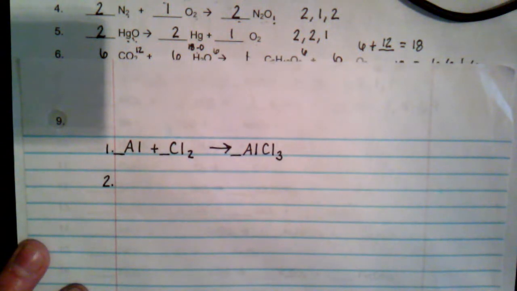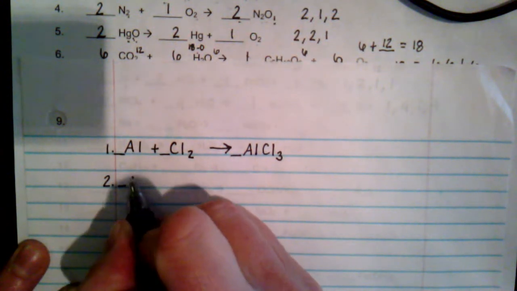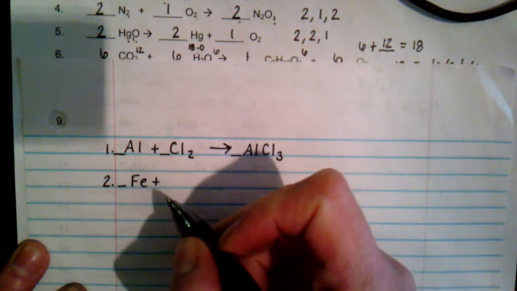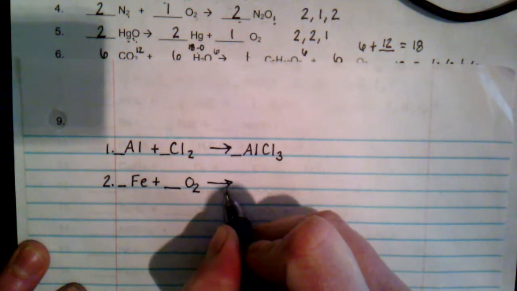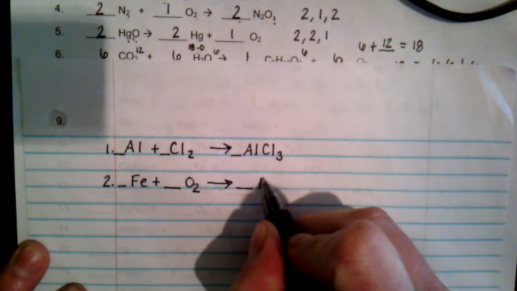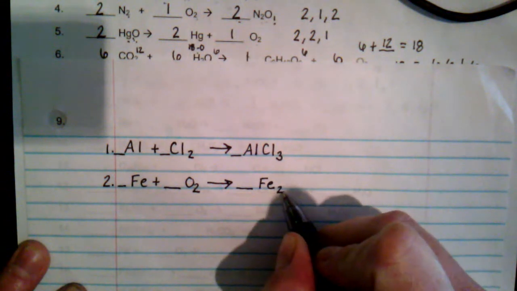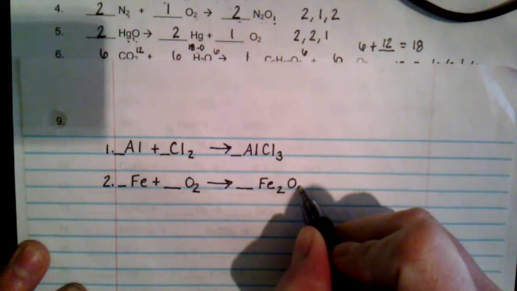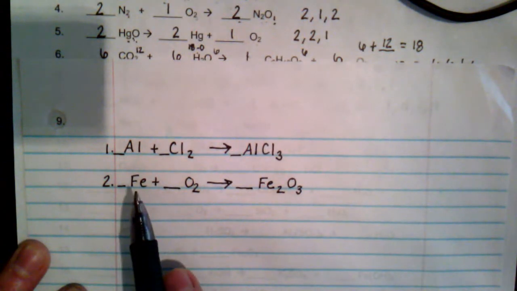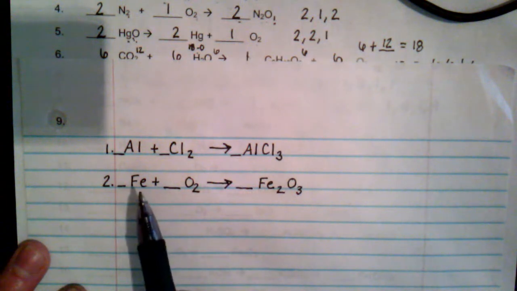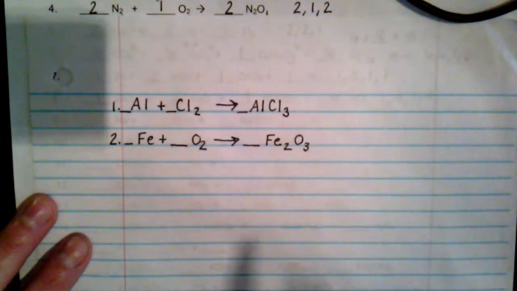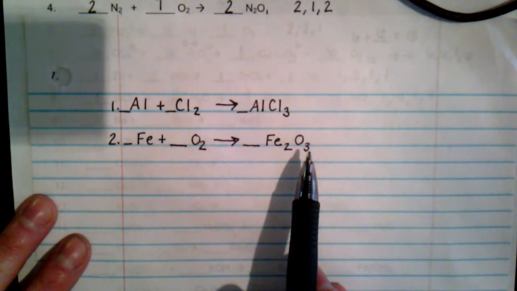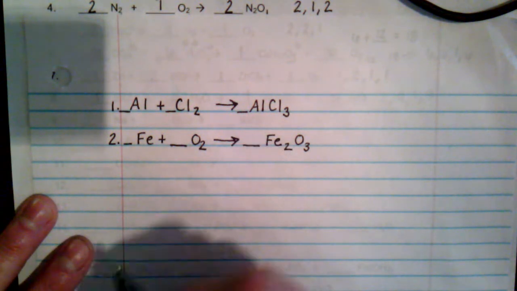The next one that I'm going to give you is Fe, which is iron, plus, and I'm just drawing the little blanks, oxygen yields iron oxide, which is Fe2O3. This is the chemical equation for rusting. So iron and oxygen make iron oxide. This is rust. Once again, I would start with the oxygens. You have 2 and 3. I'm going to balance those up first and then balance up the iron.